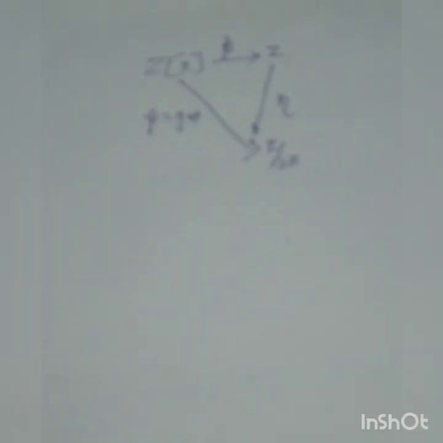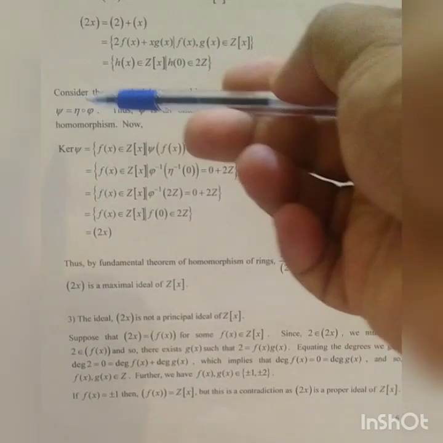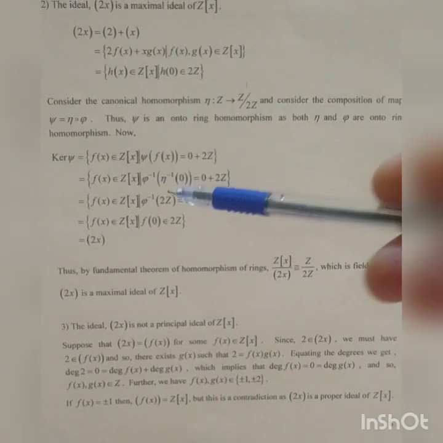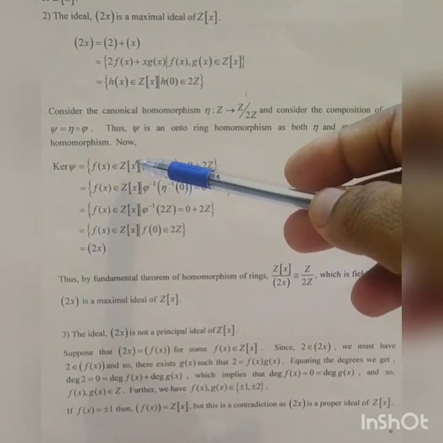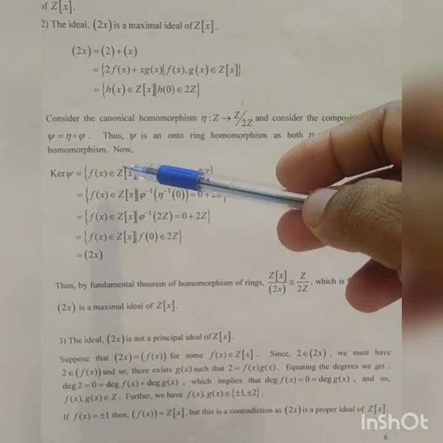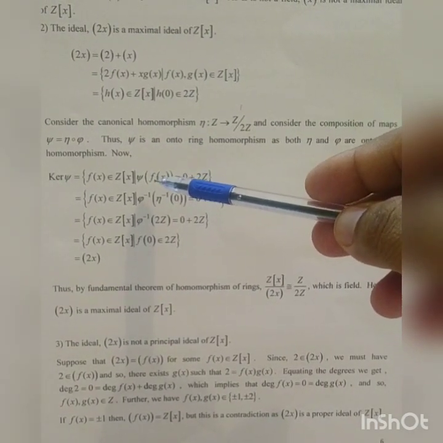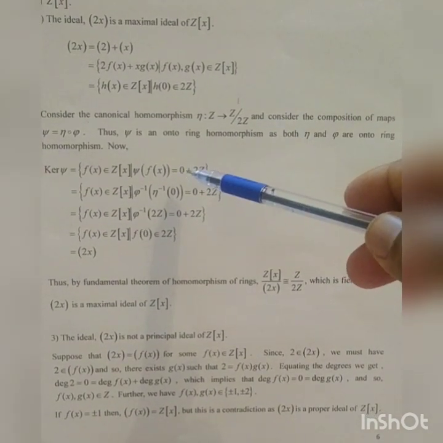And just now we proved that the mapping phi from Z[x] to Z, that is also an onto ring homomorphism. Therefore, their composition psi is also an onto ring homomorphism. Further, the kernel of this psi is the collection of all domain elements, because psi is a mapping from Z[x] to Z/2Z, whose image must be equal to the zero element of Z/2Z, and the zero element of Z/2Z is 0 + 2Z.